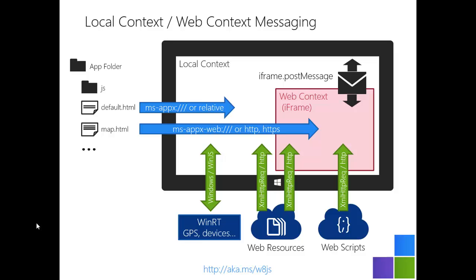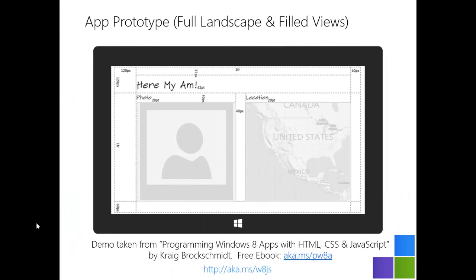All right. Well, I promise we're getting close. Let's take a look at the actual prototype of the app we're going to build in the demo. So first of all, this demo is taken from the Programming Windows 8 Apps with HTML, CSS, and JavaScript book by Craig Brockschmidt. That's a free ebook that you can download using the link on the screen.